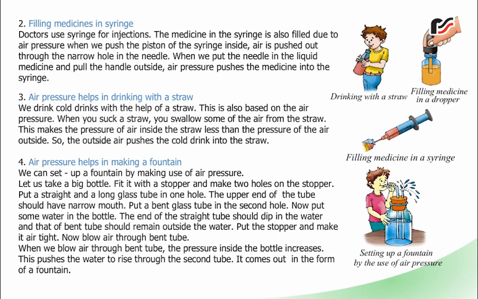Now put some water in the bottle. The end of the straight tube should dip in the water and that of the bent tube should remain outside the water. Put the stopper and make it airtight. Now blow air through the bent tube. When we blow air through the bent tube, the pressure inside the bottle increases. This pushes the water to rise through the second tube. It comes out in the form of a fountain.